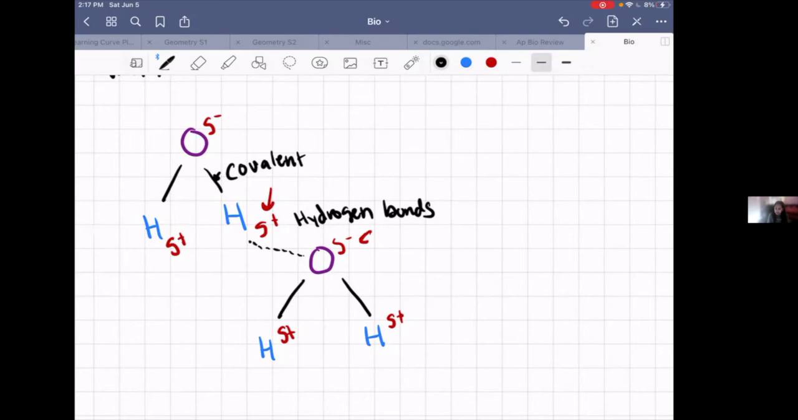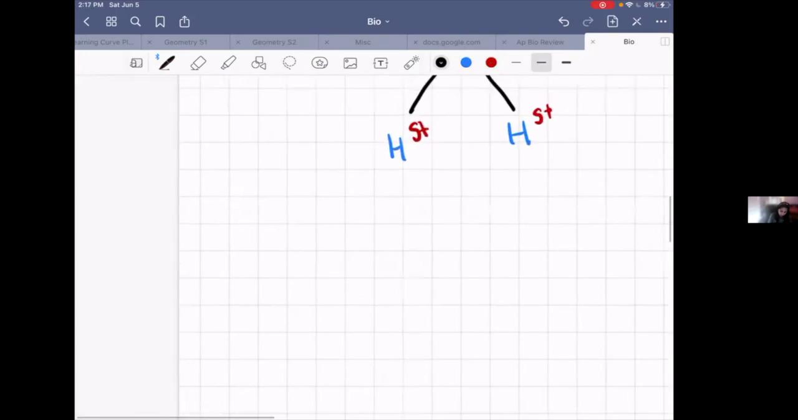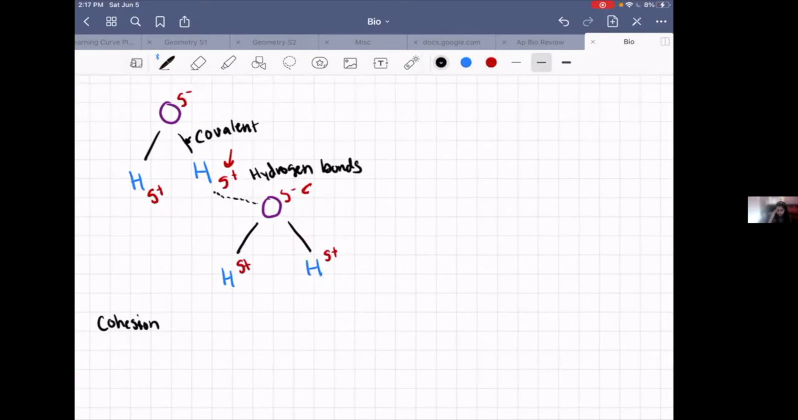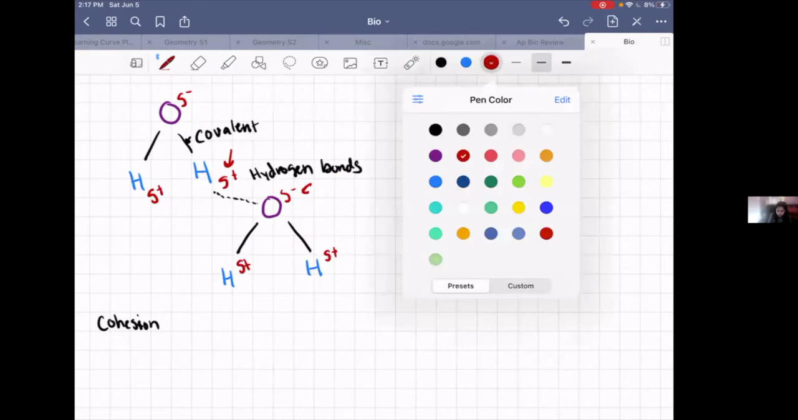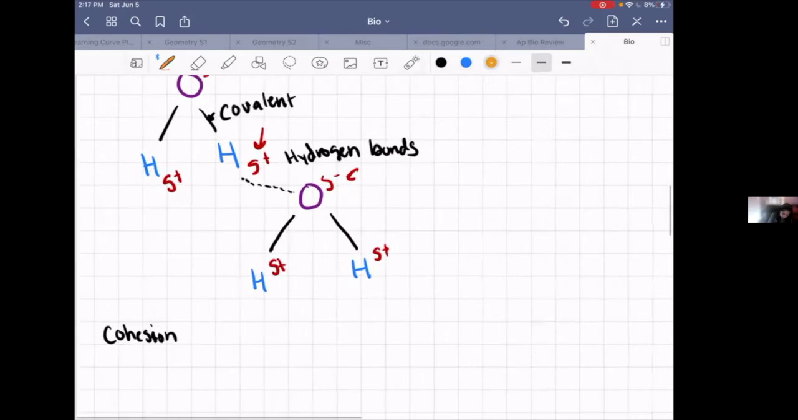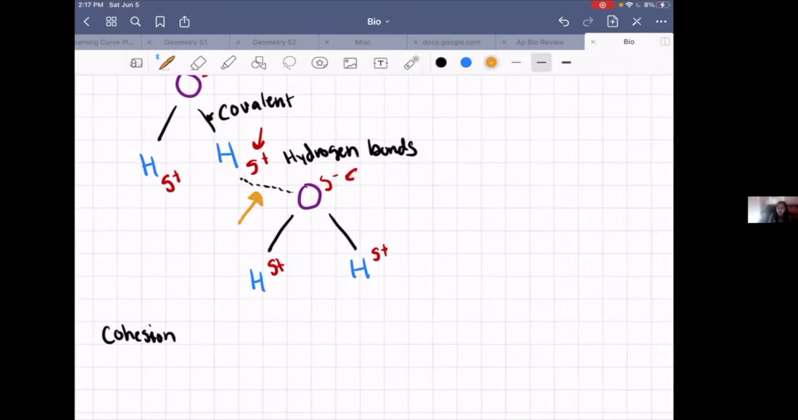Okay, so next we have to talk about a property of water called cohesion. So cohesion is basically when water is bonded to another water molecule. It's two like things being attached to each other. So this right here is an example of cohesion because it's a water molecule attached to another water molecule.